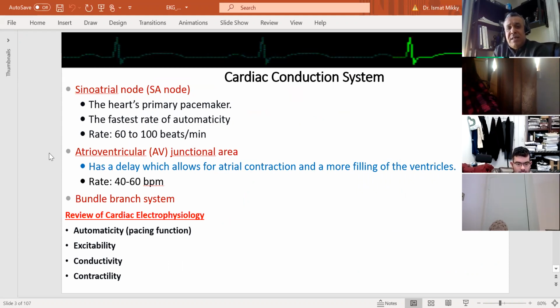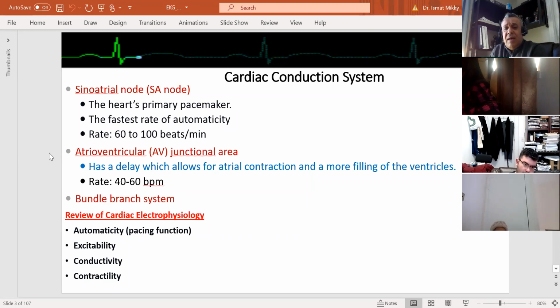So we said the SA node fires at a rate of 60 to 100 beats per minute. Anytime the SA node fires an impulse at less than 60, it becomes bradycardia, and a firing rate higher than 100 becomes tachycardia. Then we have the AV node. The rate of the AV node is lower than the SA node, between 40 and 60.